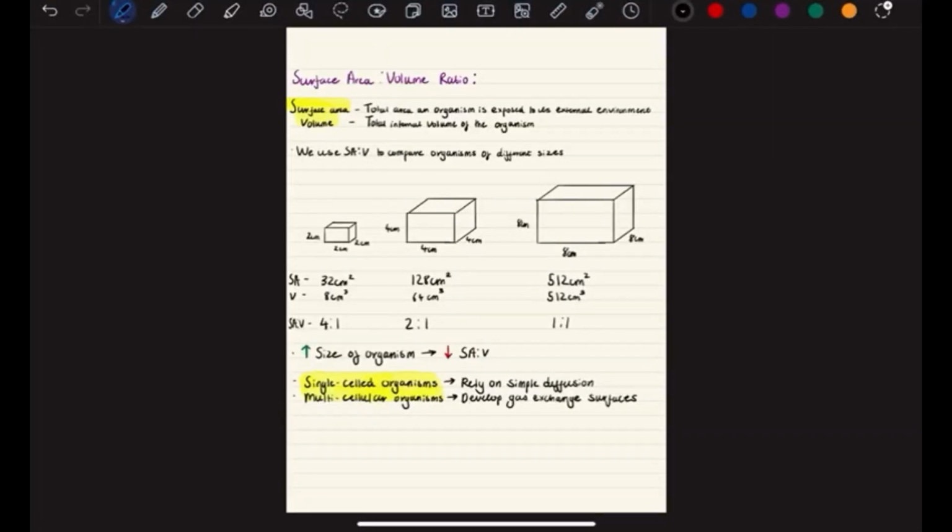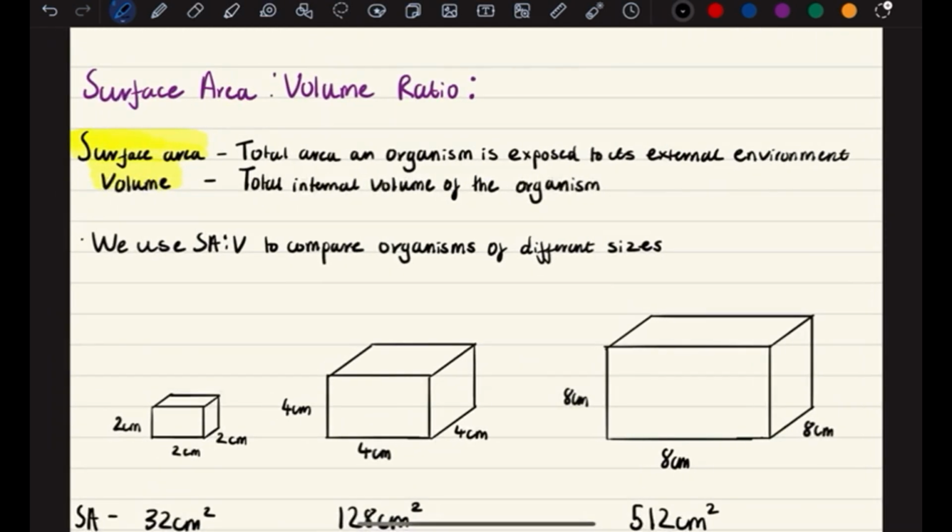We're going to begin by looking at surface area to volume ratio. Now, let's define these things. Your surface area is the total area an organism is exposed to in its external environment, whereas the volume is the total internal volume of the organism. We use the surface area to volume ratio to compare organisms of different sizes. For example, an amoeba, something really small, compared to an elephant that's really massive. We want to use surface area to volume ratio so that we can get a better comparison between those in terms of how efficient they're going to be at doing gaseous exchange.